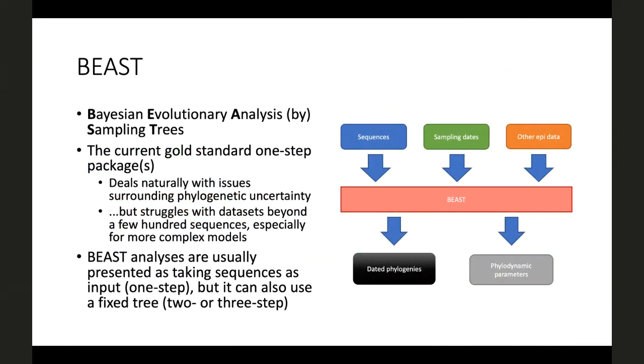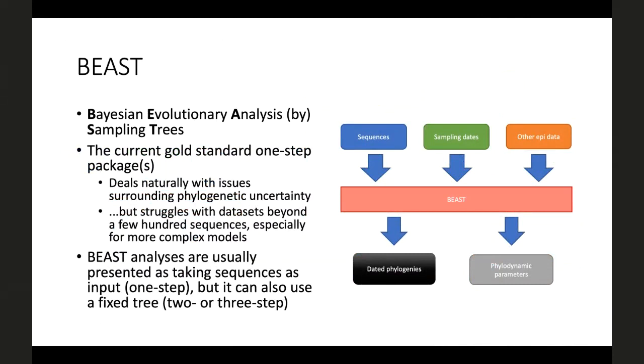And because it's a Bayesian method, as I said before, rather than one tree, you get a sample of trees from the posterior distribution at the end. You get lots of trees, kind of as a natural consequence of how it works. So it deals naturally with issues of phylogenetic uncertainty, and it will give you both the trees and the parameter estimates for your model simultaneously. But it struggles with data sets beyond a few hundred sequences, especially for more complex models.